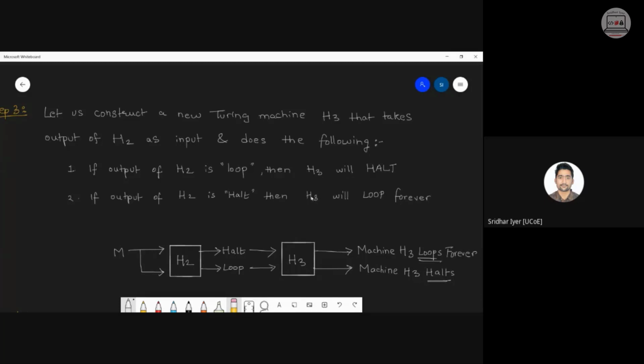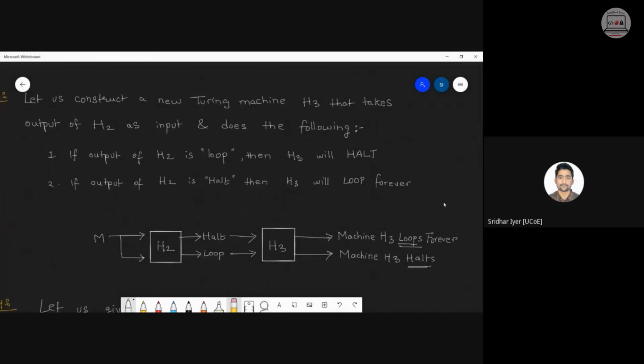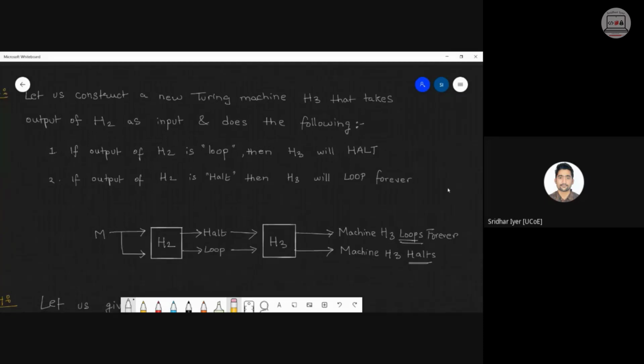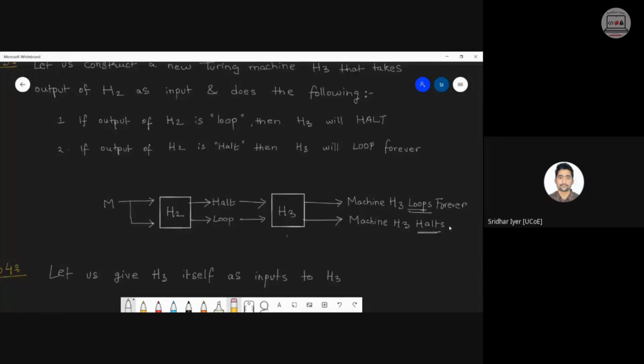If the input to H3 is halt, then the output will be inverted. That is, if the input is halt, the output will be loop, and if the input is loop, the output will be halt. Clear? So this is our third Turing machine, H3. Now you will ask me why we are doing all of these things. Let me come to the fourth point, and this will make things clear. Basically, H3 is adding some sort of ambiguity: if H2 is halting, H3 should loop forever, and if H2 is looping forever, H3 should halt. Both of these machines are exact inverses of each other. Whatever output H2 gives, H3 will give the exact inverse of that output. Am I clear? This was your step 3.